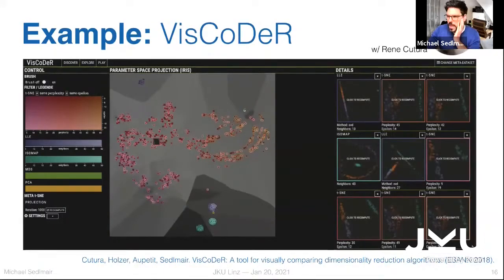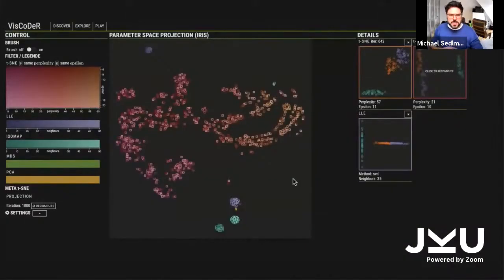Okay, so let me try to illustrate that with a more concrete example here. This is the VisCoder tool that we built together with my PhD student, René Chutura, who's, by the way, still sitting in Vienna. The idea is really to have this visual interface that allows you to support people in selecting but also analyzing ensembles of different dimensionality reduction models here. Okay, so this is the tool.